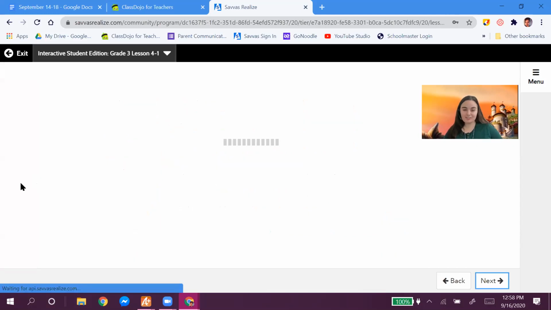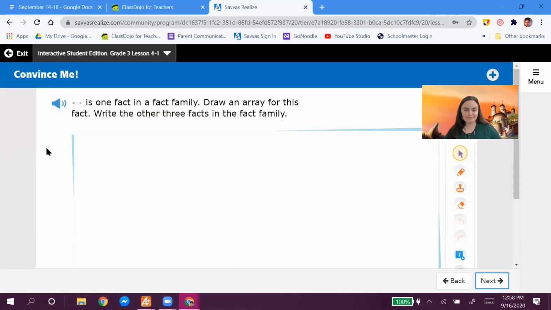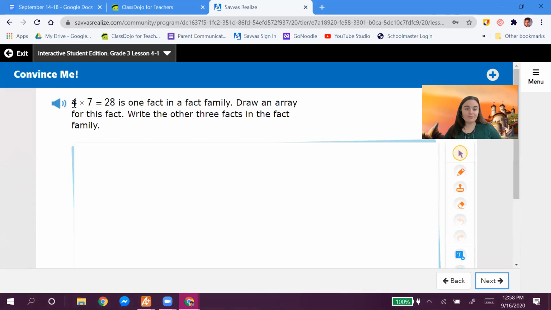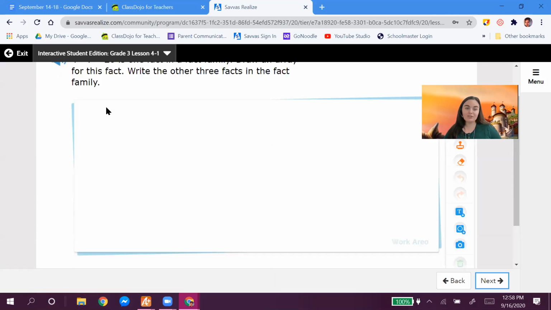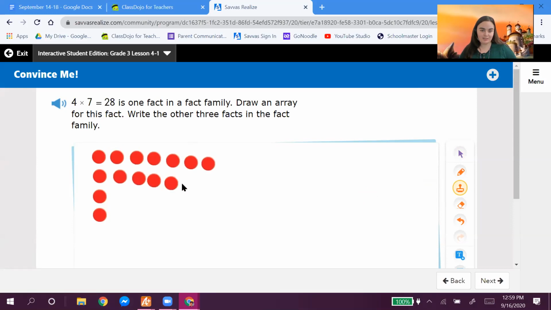Now we're going to be starting getting into our own practice, all right? With the convince me part, so understanding, so if 4 times 7 equals 28 is one fact in a fact family, right? Let's draw an array for that fact. So taking our little tool here, again, remember, first number is the rows, so there's 4 rows. And then we got to put 7 in each row. So there's 3, 4, 5, 6, 7. And I'll fill those in as well.